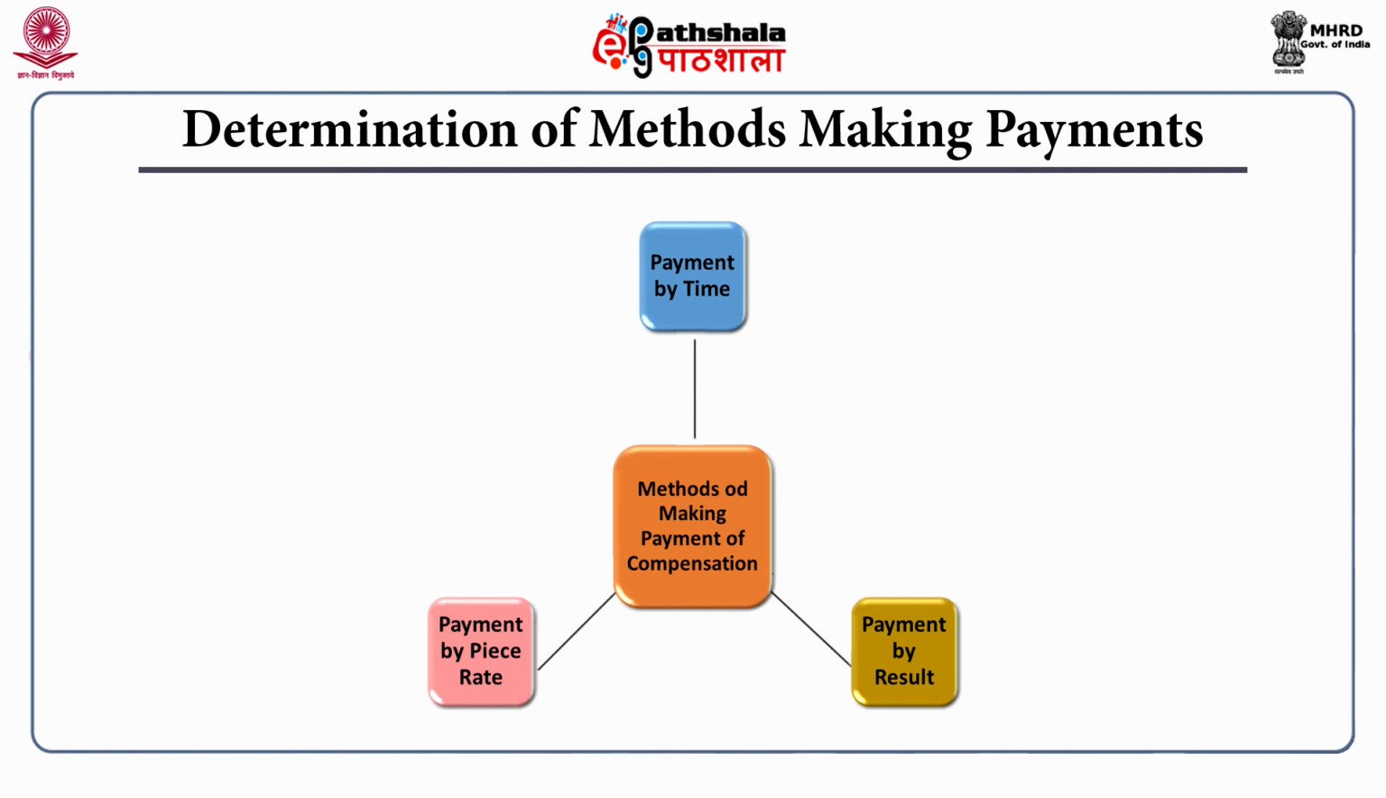The third method is payment by piece rate. Under this method, compensation is paid to employees on the basis of output produced by them during a fixed period of time. The compensation is calculated as equivalent to unit of output multiplied by rate per unit. This system is best suited when work is standardized, measurable and quantifiable.